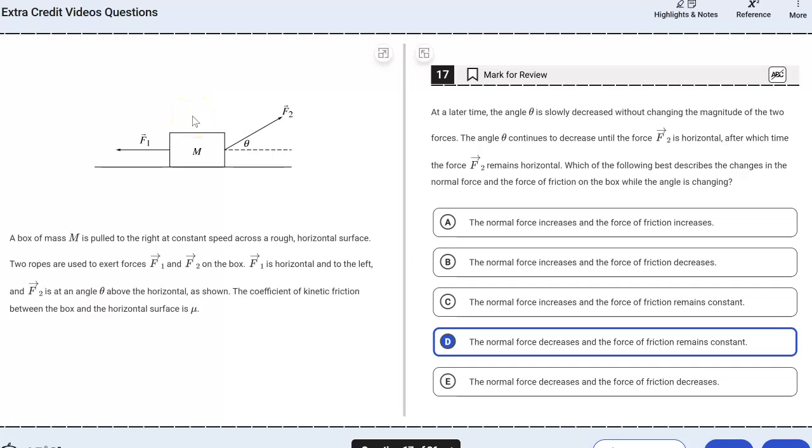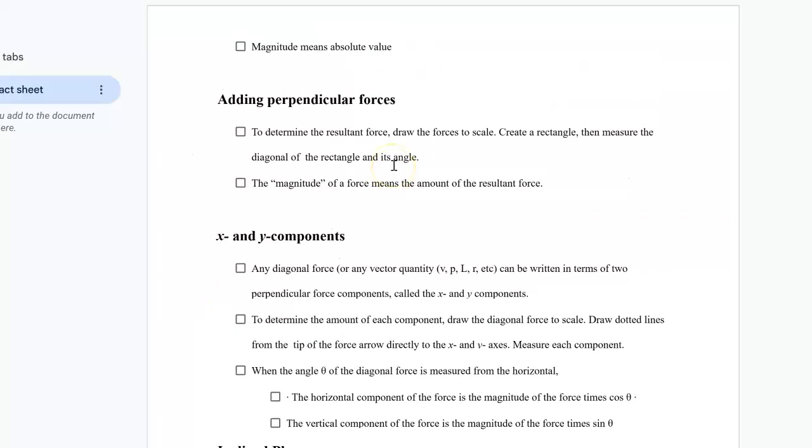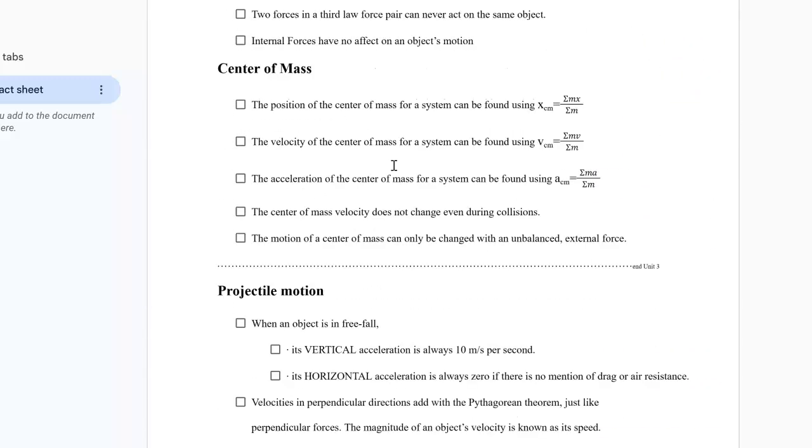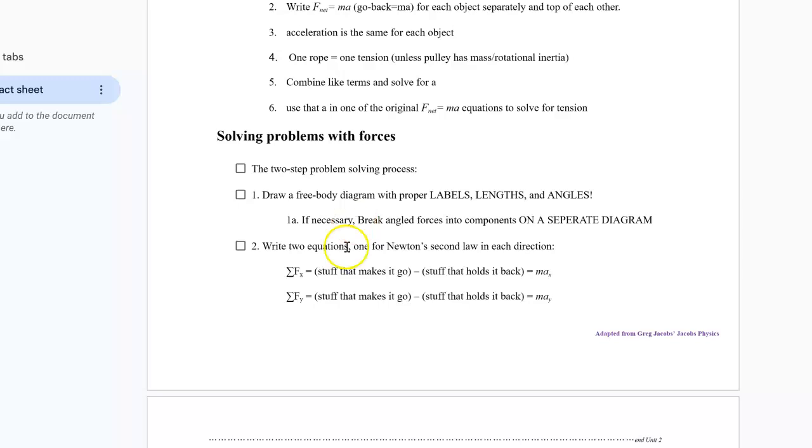Okay. So, this is multiple choice number 12 on the B Physics C extra credit. We're given a force problem, and we know from the physics facts with our forces that we always need to draw free body diagrams, and we need to set up our sum of forces equals ma.